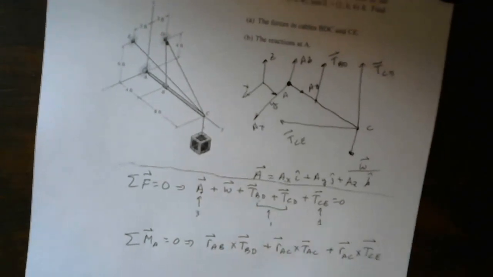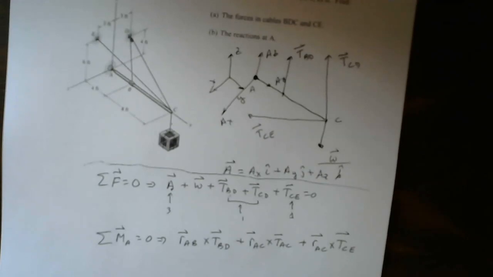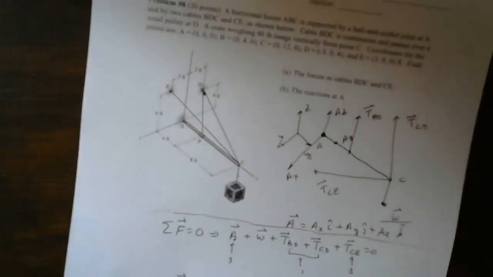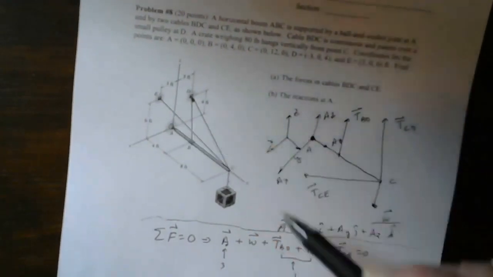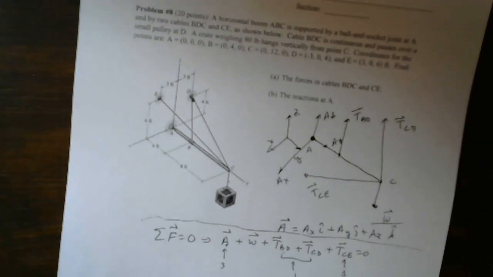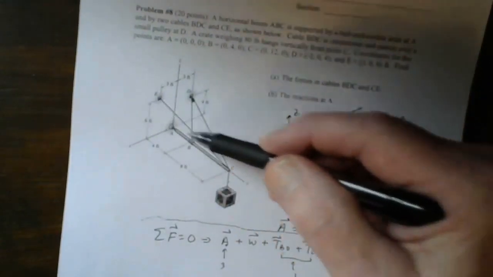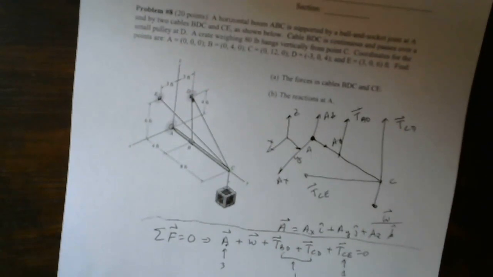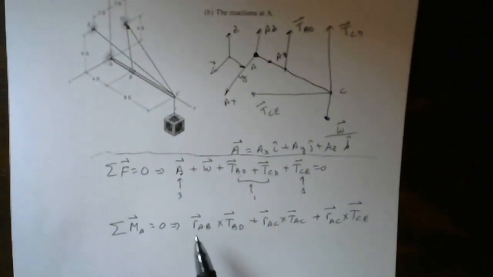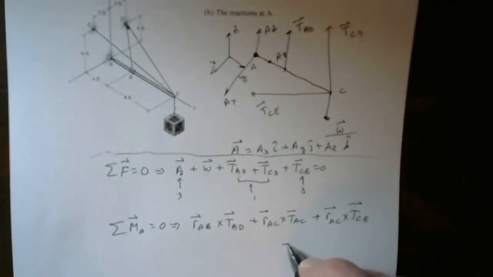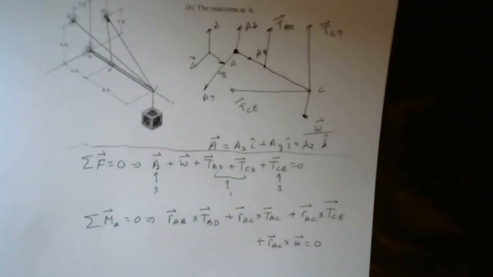As you're well aware, when I'm doing the cross product for the moment, it's the position vector from A, from where I'm summing the moments about, to any point along the line of action of the force. So RAC cross TCE, RAE cross TCE, or any position vector to any point along the line of action of CE. So you don't have to choose these three position vectors, RAB, RAC, and RAC that I chose. As long as it's on the line of action, it makes no difference. And then finally, I have RAC cross W is equal to 0.